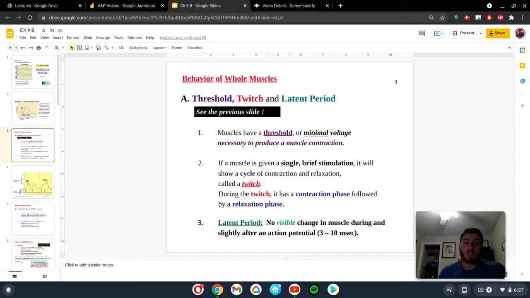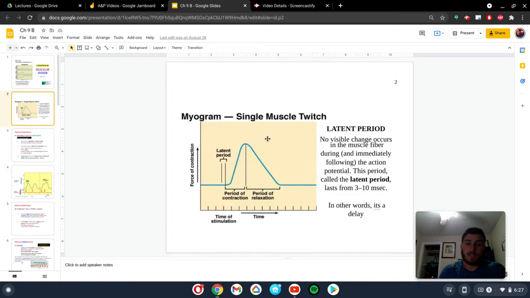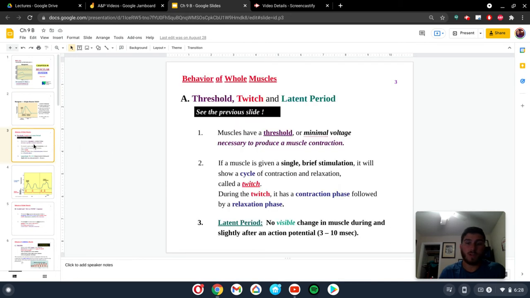The twitch is going to be a brief moment in time where it's going to be the cycle of the actual muscle contraction. So notice how I say it is a cycle. That is because this is the contraction and the relaxation of the muscle. As mentioned here in the myogram, this entire section here is the twitch. It is a contraction plus the relaxation period. That is one full twitch. Otherwise, you're just looking at the contraction or the relaxation time.